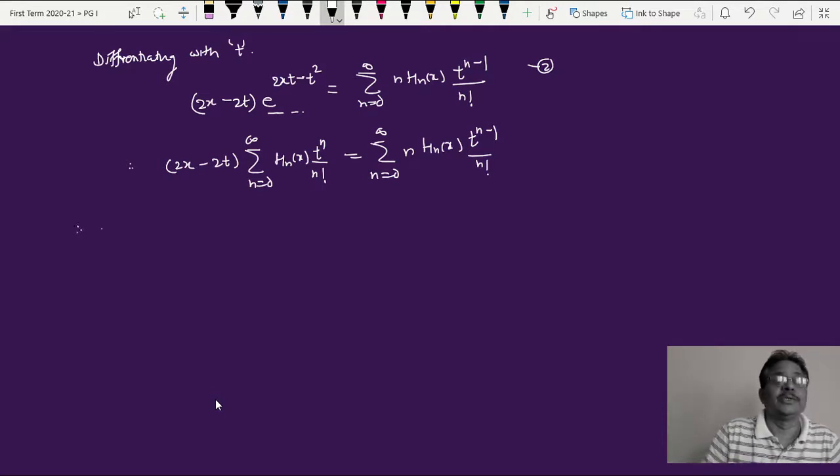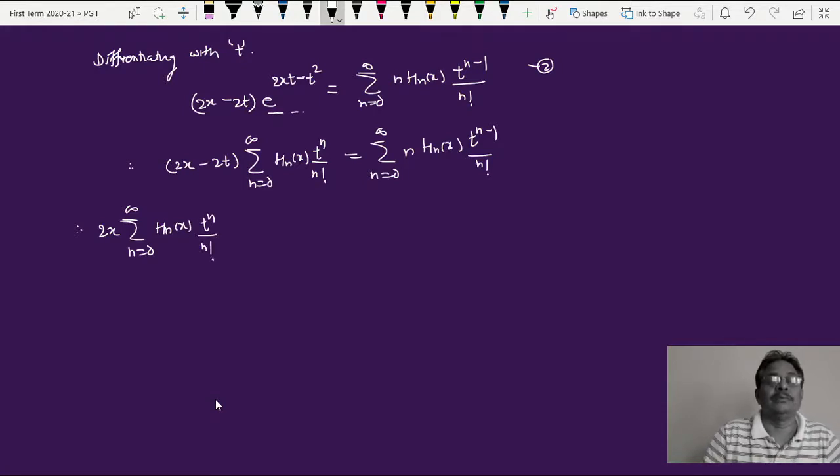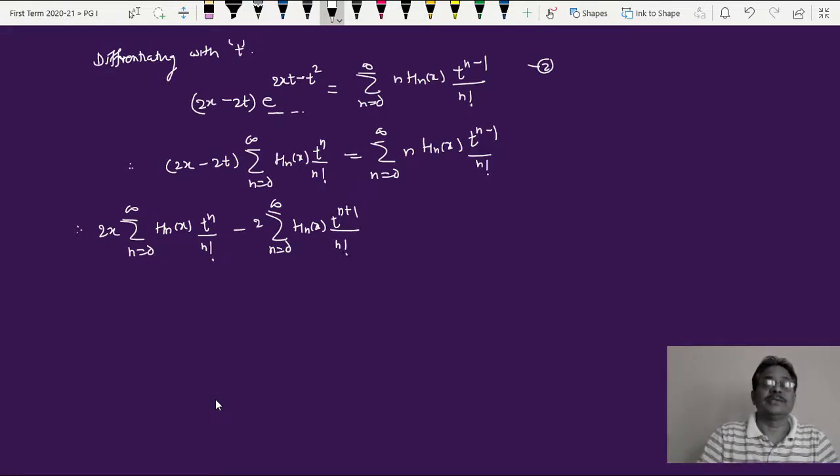So first term is twice x summation over n equal to 0 to infinity h_n of x into t raised to n upon n factorial, minus 2 outside of this, summation over n equal to 0 to infinity. Take this t inside and therefore it becomes h_n of x into t raised to n plus 1 upon n factorial. Simplification, and that is equal to summation over n equal to 0 to infinity n times h_n of x into t raised to n minus 1 upon n factorial.